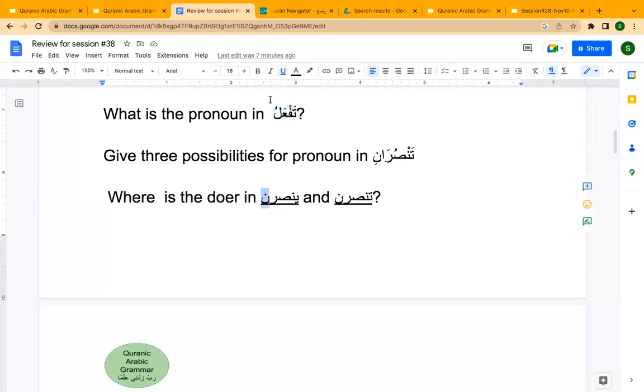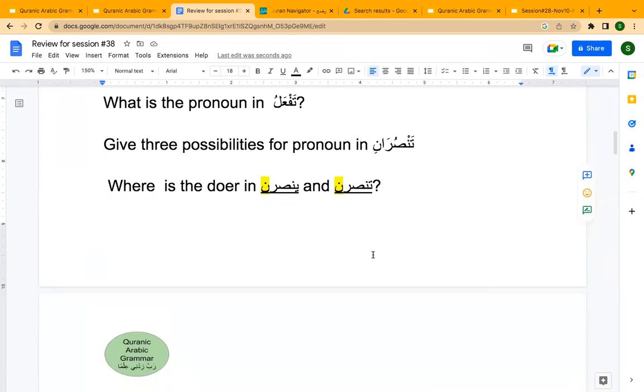This noon here is a doer pronoun. Okay, so this is telling you the doer is feminine plural, and then when you see the sign of mudare in the beginning, that helps you distinguish this one from this one, right? When you see yansurna, you know they females help, and when you see tansurna, that means you all females help, right? Everyone with me so far? Yes? Barakallahu feek. So this is clear? No confusion about it?